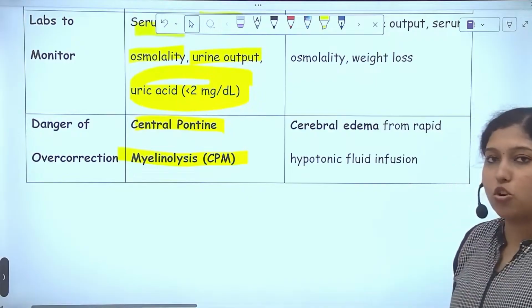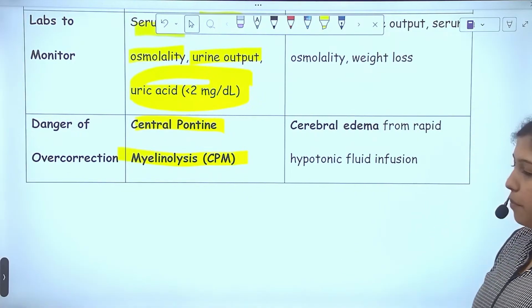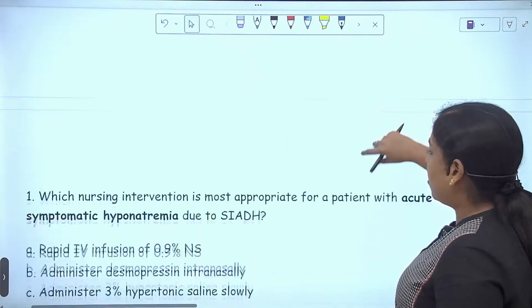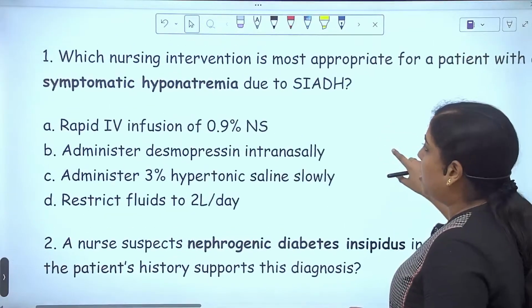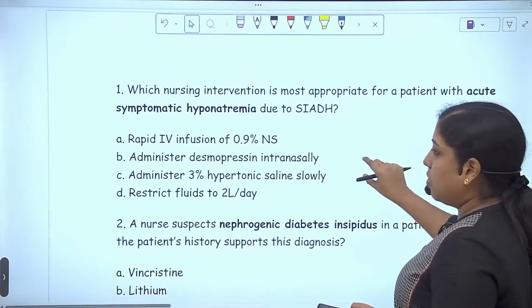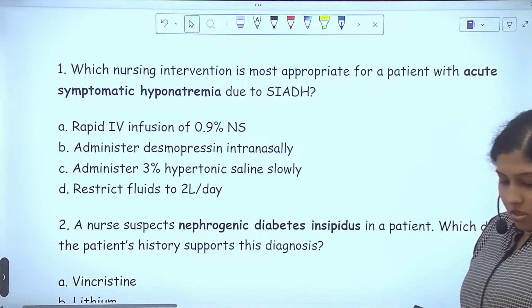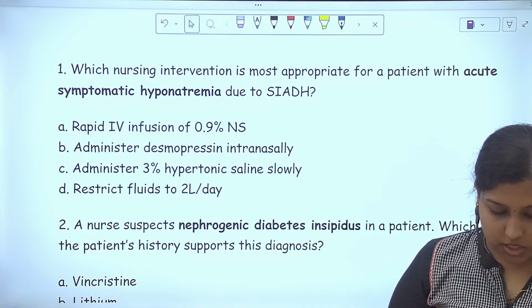And what is the danger of overcorrection of your hypernatremia? It will lead to cerebral edema. Right? Now coming back to the MCQ part. Now you have to answer me with the correct answers. Is the screen visible now properly? Yes. Now it's time for you people to answer me with the correct answers.